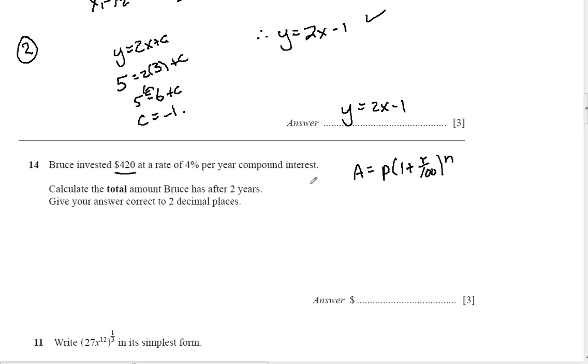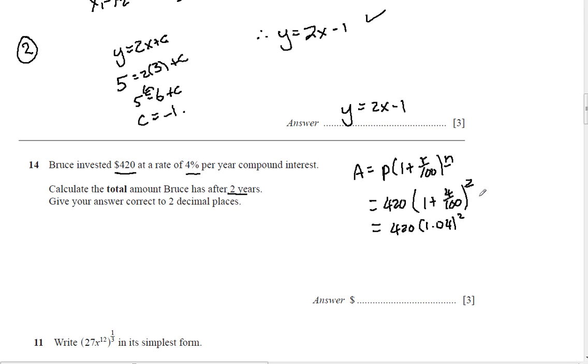P represents the amount he's putting into the bank, so 420 times 1 plus r, where r is the interest rate. He's getting 4% per year, so it's 4 over 100. And n is the time period he leaves the money in the bank. He leaves it in for 2 years, so it's 2. So it's 420 times 1.04 squared.